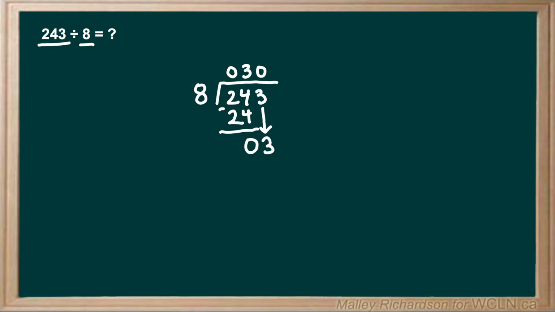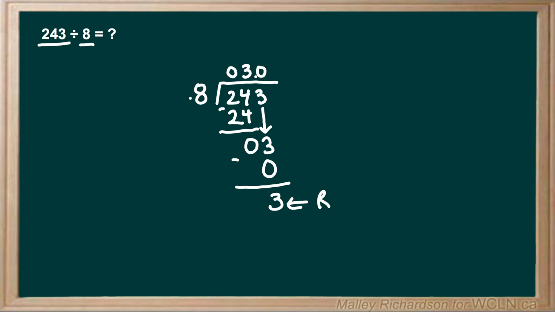Again, we want to take our 0, multiply it by our divisor, and 8 times 0 gives us 0, so we write that below here and subtract the two numbers. 3 minus 0 leaves us with 3, and as we can see, we have no more digits up top after the dividend, so therefore we know that 3 is going to be our remainder. So now that we have our quotient of 30 and our remainder of 3, we can write out our answer.